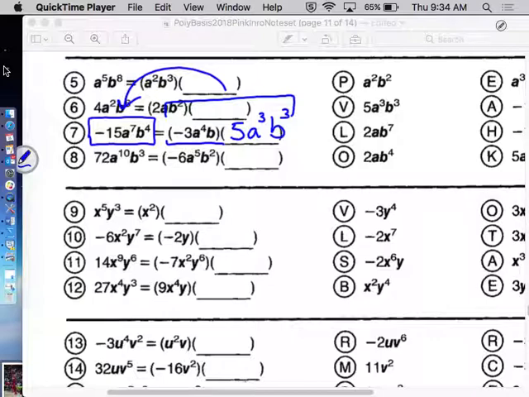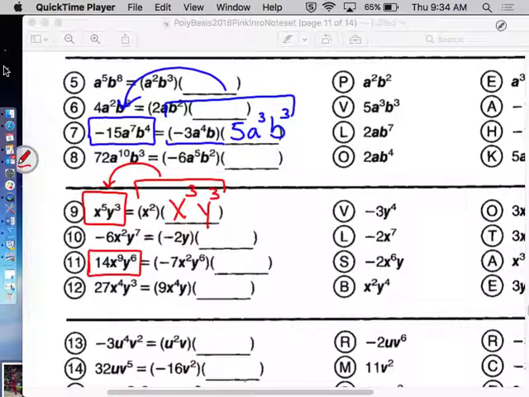Let's look at something like number 9. So I'm starting with this expression. I'm factoring out an x squared, so that means I would need to pick up an x cubed and a y cubed, so that the product of the two factors gives me the original monomial right back. And let's do a few more on the video.